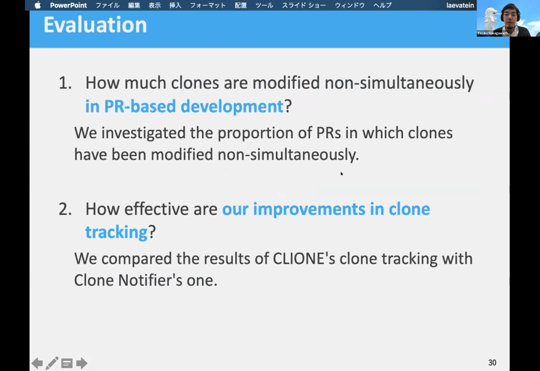Next, I'll explain the evaluation experiments of CLIONE. We conducted 2 experiments. First, to confirm how much clones are modified non-simultaneously in PR-based development, we investigated the proportion of PRs in which clones have been modified non-simultaneously. Second, to confirm how effective our improvements in clone tracking are, we compared the results of CLIONE's clone tracking with Clone Notifier's.